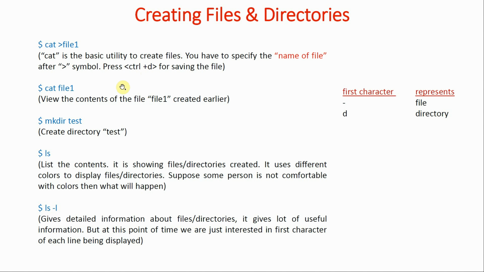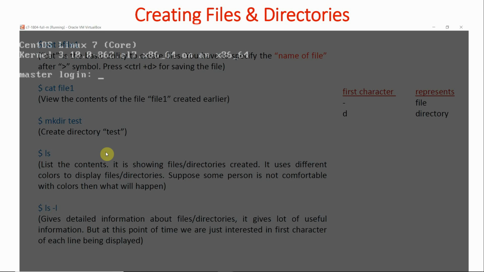And if we have to view the content of the file, we will again run the command cat file1. It will display the content of the file. Then we will be creating the directory, make directory test. Then with ls command, we are going to look at various files and directory. So now we will go to practically.